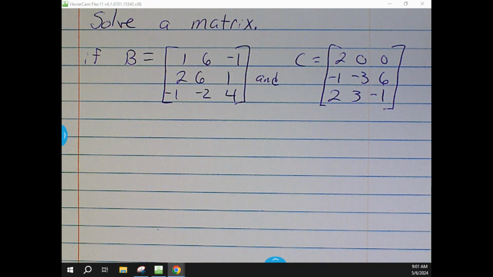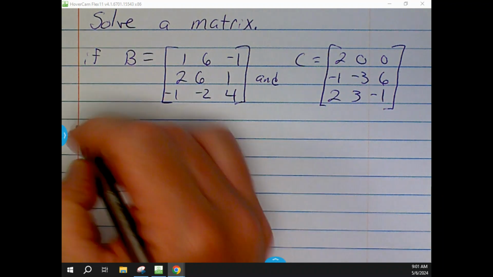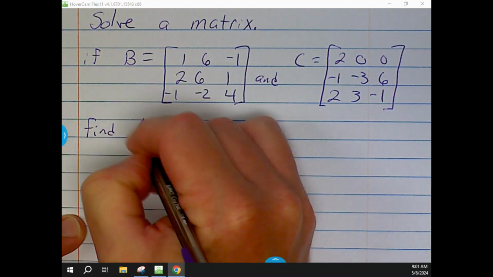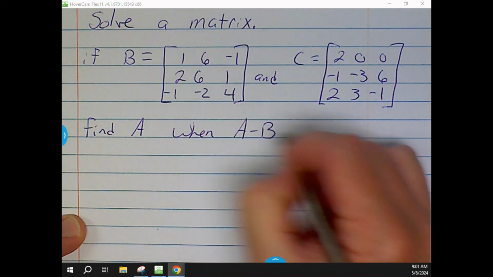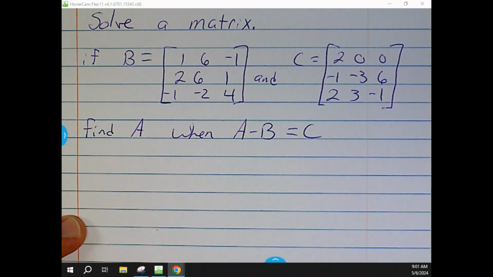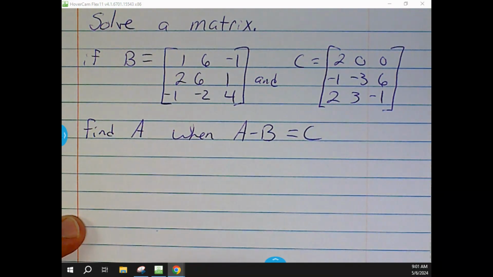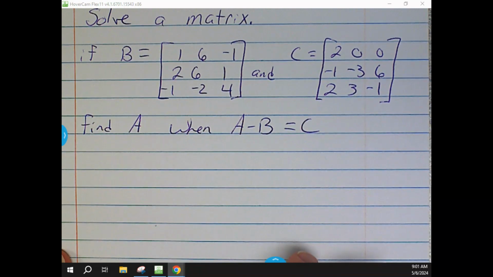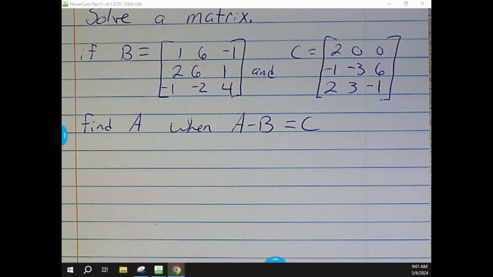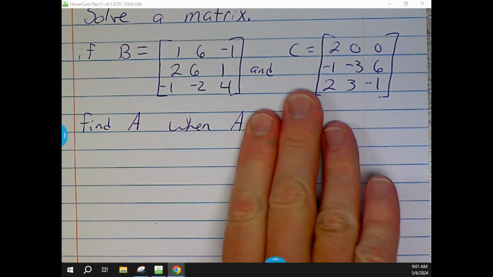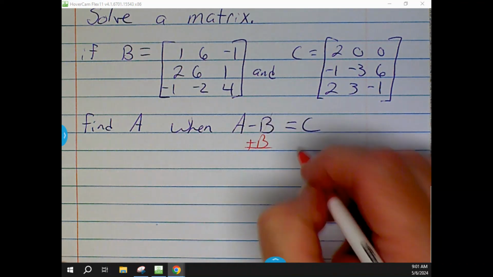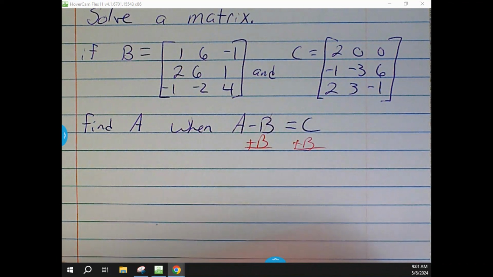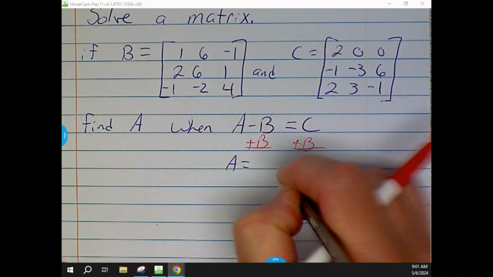Pretty much, yeah. What we're going to ask you to do, now here's the solving part, is find A when A minus B equals C. So basically, if you're solving for A, you're trying to get A by itself, correct? That means you've got to get rid of the B. So we would add B on this side to cancel out, which means we do that on this side too. So A is just C plus B, and that's all you have to put in.